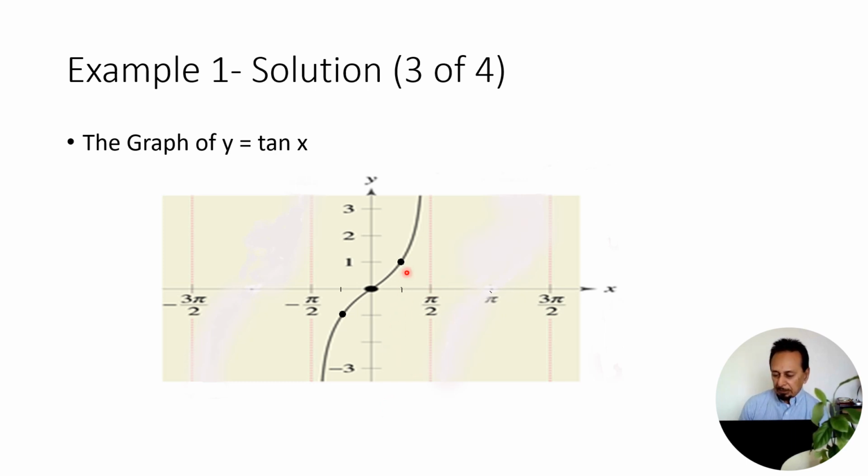You can see that this is the vertical asymptote. When x is negative pi over 4, the answer is negative 1. When x is positive pi over 4, the answer is 1. So we connect these 2 points like this. Similarly, every pi units, we can draw another graph to the left and right.